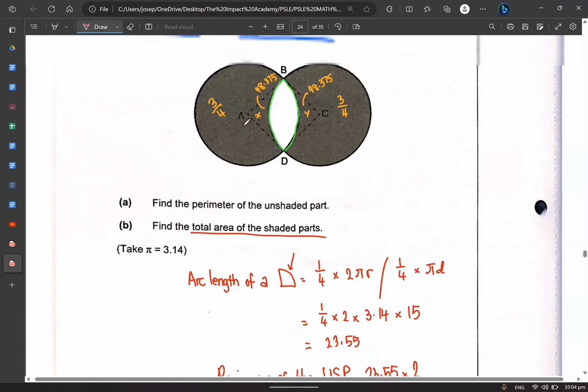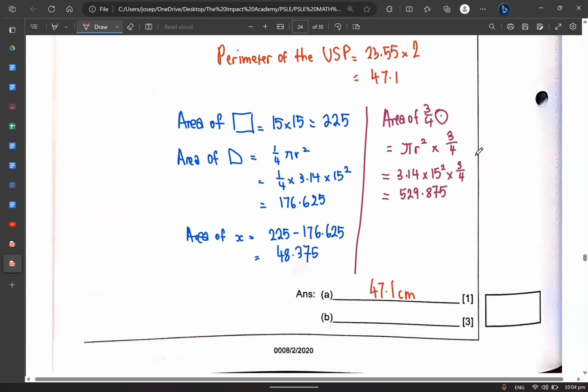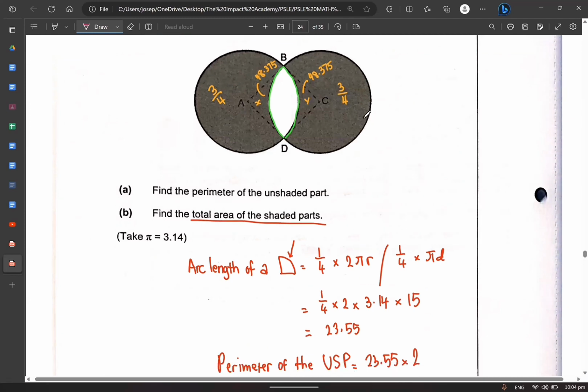So again, like what I've said, I'm just going to find one part first, and then afterwards I will double it, okay? So what I'm going to do now is I'm going to find the area of the shaded part, which is going to be 529.875 plus the area of x, which is 48.375. When I do that, we get to an answer of 578.25. But you see, this 578.25 is not my final answer because there is only just one part. So what I want to do is I want to double that.